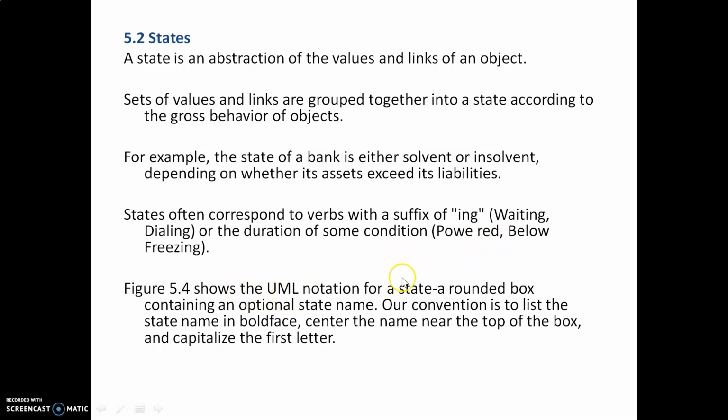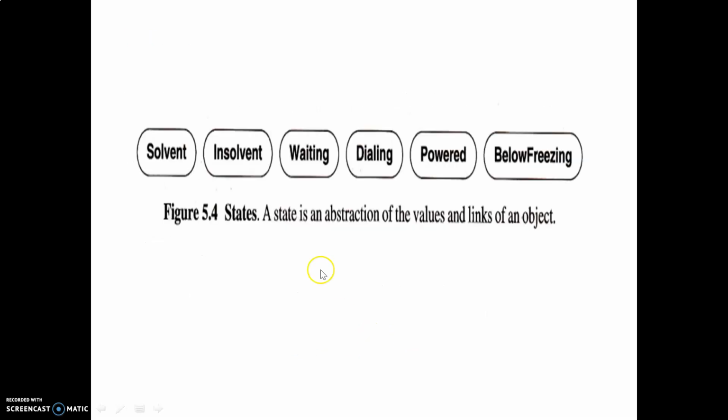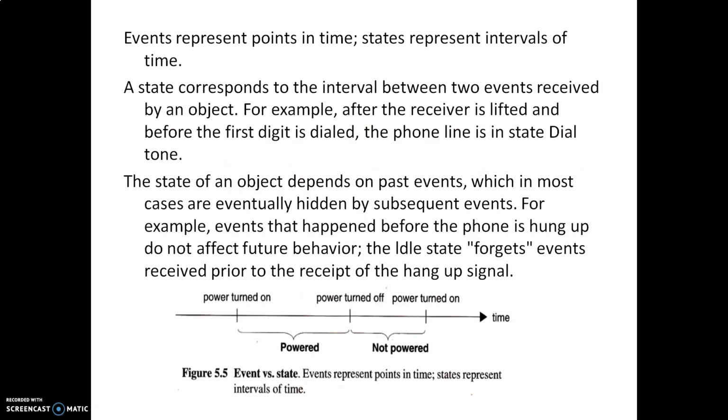The UML notation for a state is a rounded box containing an optional state name. Our convention is to list the state name in boldface, center the name near the top of the box, and capitalize the first letter. These are the different states. This is the UML notation, a rounded box, and inside that you give the name of the state. This is how you represent a state.